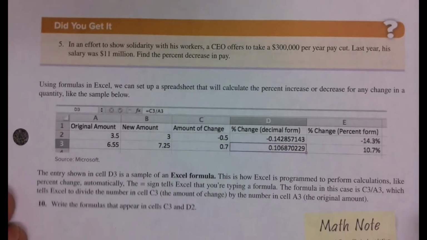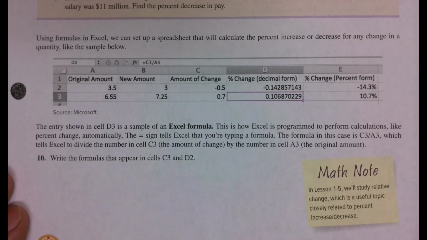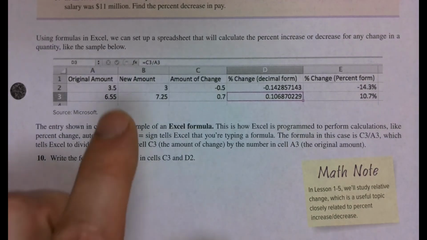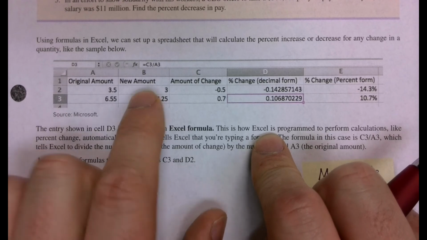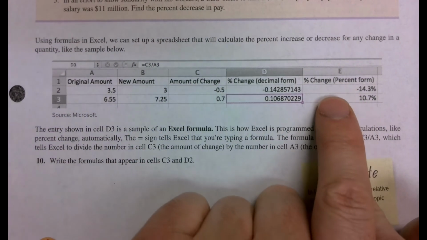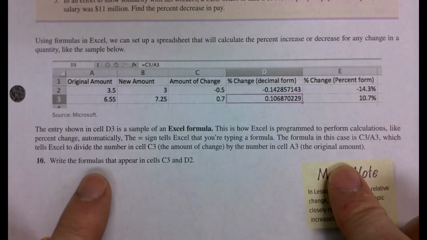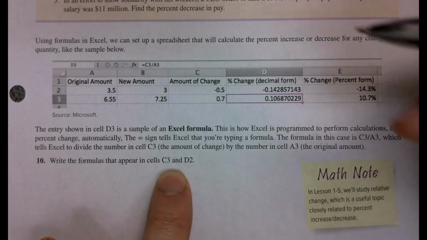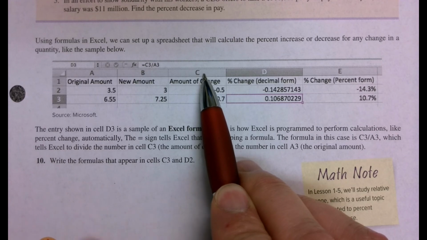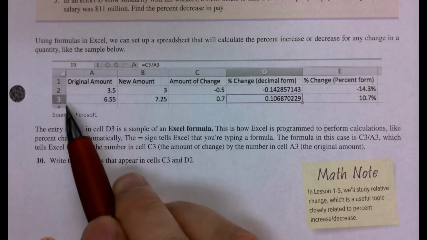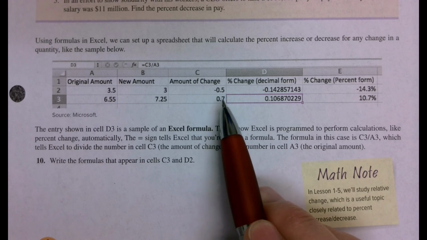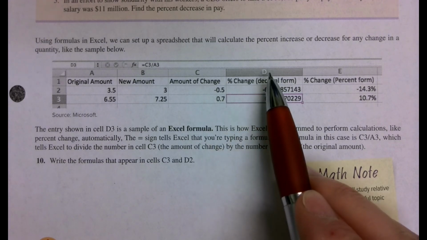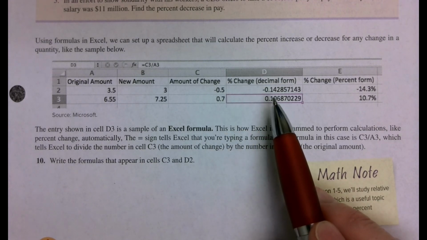All right. Next question here. Our author shows us how to do some stuff in Excel. That's nice. We're going to do some Excel in this class. And what we're asked to do here is calculate percent change. So we've got the original amount, the new amount, the amount of change, the percent change, and the percent change form. So this says write the formulas that appear in cell C3. So here's C, and here is row 3. So we're looking at how they got that 0.7, and in D2, how they got that percent change formula.